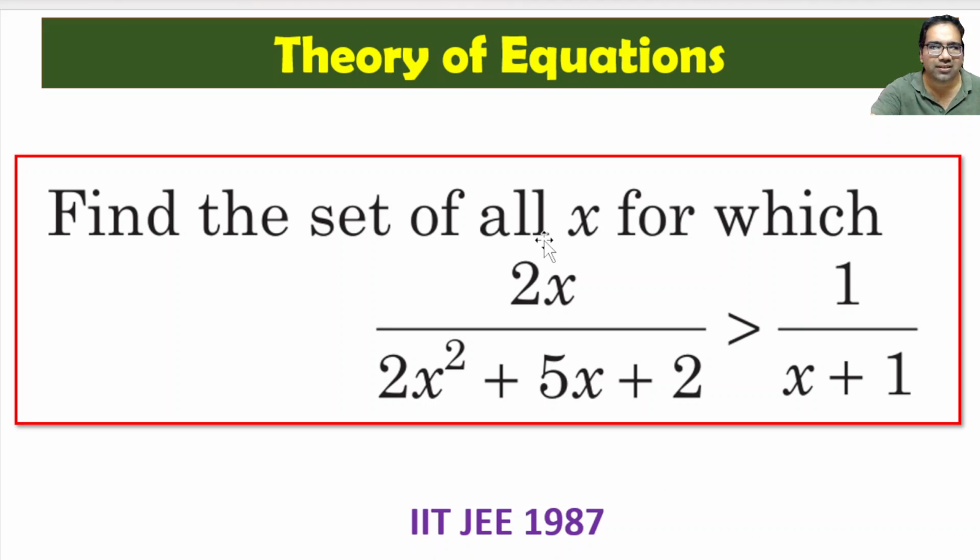Hi friends, here is a nice inequality that we have to solve. We have 2x by 2x² + 5x + 2, and this should be greater than 1 by x + 1. Let us try to simplify this. What we will do is bring this 1 to the left side and simplify.